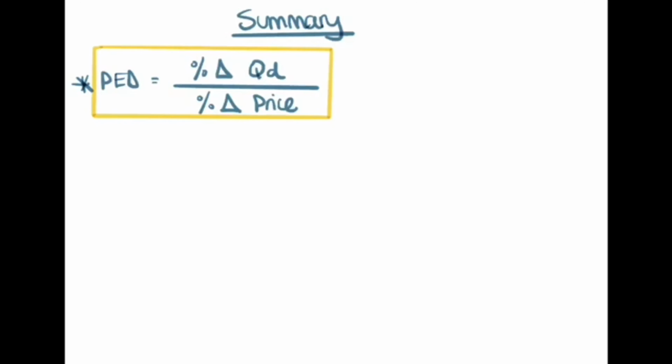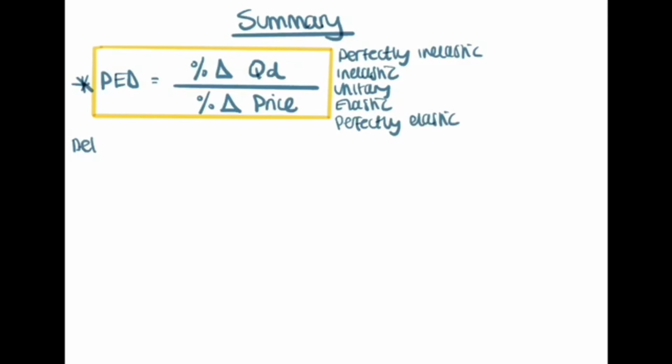Let's summarize. The price elasticity of demand is the percentage change in the quantity demanded divided by the percentage change in price, and it's determined by the number of available substitutes, time, and the proportion of income spent on that good.